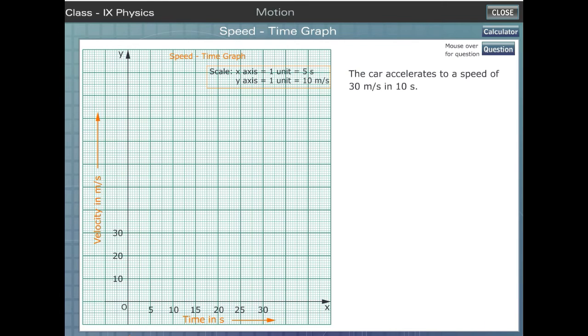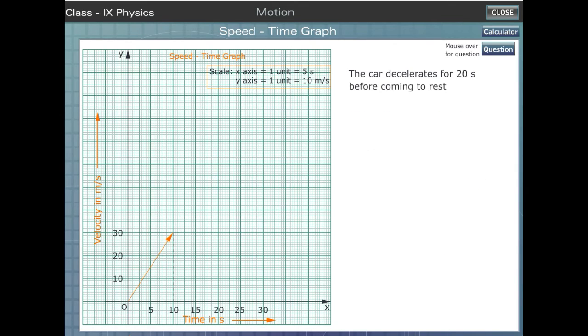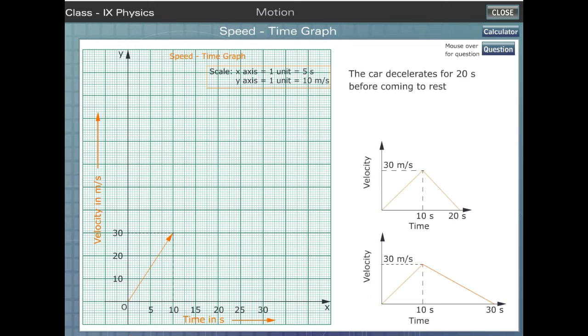The car accelerates to a speed of 30 meters per second in 10 seconds. Identify the graph representing the motion of the car by clicking on the appropriate graph. The car decelerates for 20 seconds before coming to rest. Identify the graph representing the motion of the car by clicking on the appropriate graph.